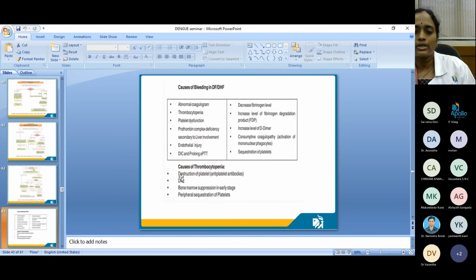The other question: why is the patient having low platelets? One is destruction of platelets by the cytokines, inflammatory markers, or the antibodies against the platelets that are formed during the infection by dengue, or disseminated intravascular coagulopathy, or bone marrow suppression in the early stages. The virus itself causes suppression of the marrow. Then there is sequestration, and the von Willebrand factor is increased, or rather used up. There is a consumptive coagulopathy wherein the factors are utilized, and a lot of platelets are getting sequestered in the process of coagulopathy.